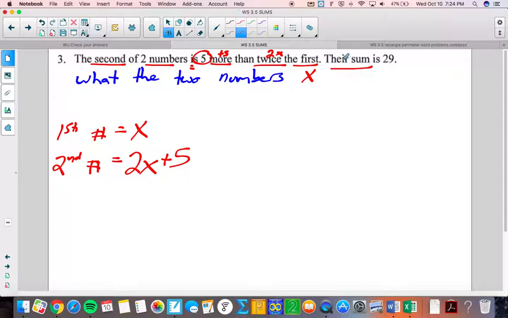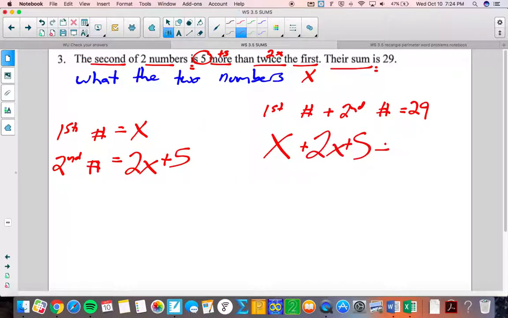Their sum, the two numbers, when I add together, equals 29. So I know that the first number plus the second number is 29. Now the first number is x, and the second number is 2x plus 5. I take the first number and the second number, it equals 29. So now I have my verbal model right here, and I have my algebraic model right here.